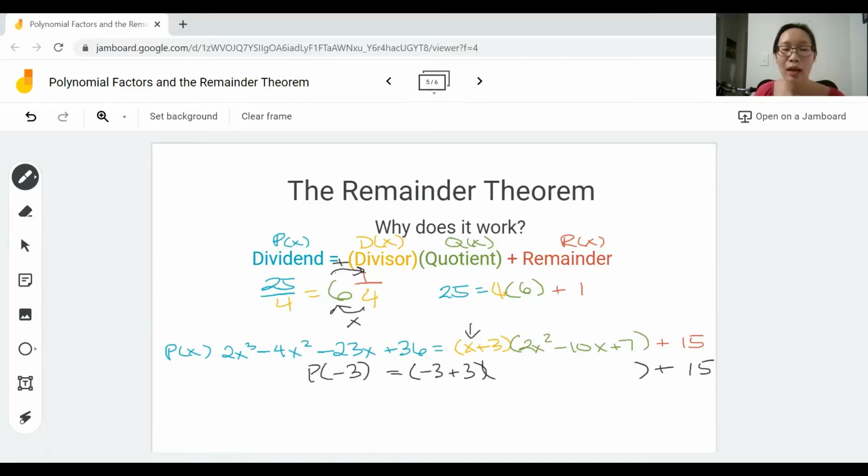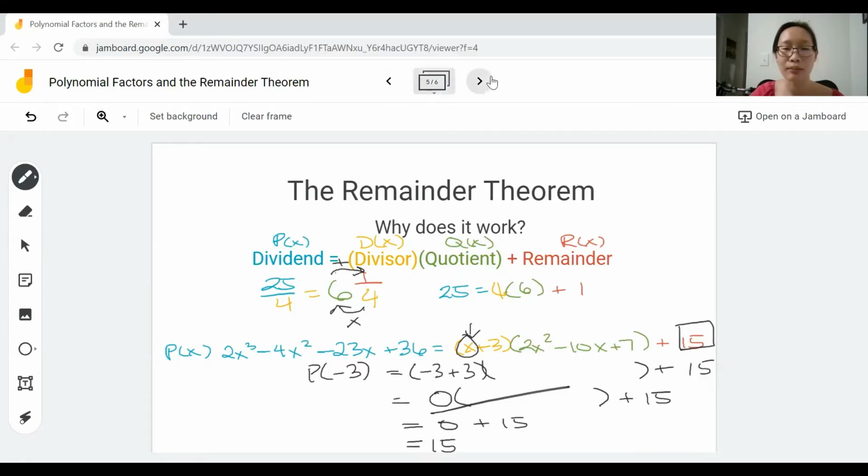So when I have -3 plus 3 here, this becomes 0. And I have 0 times my quotient plus 15, and 0 times anything is automatically 0. So this means this is 0 plus 15, or my remainder, which means your remainder is the only thing that you have left. So that's why this is always true, that if you plug in the 0 of your divisor in place of x, all that will be left will be your remainder.